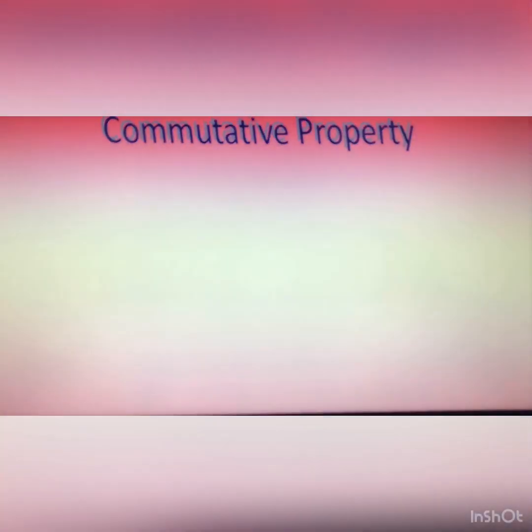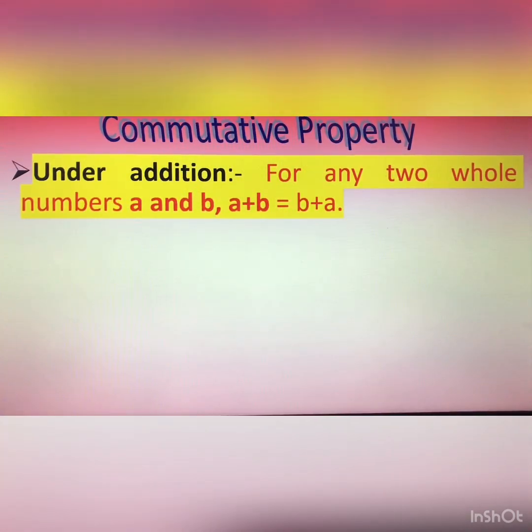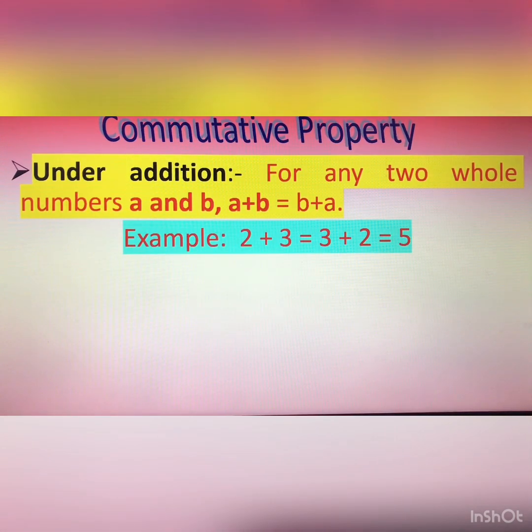Now the next property is the commutative property. So the commutative property also has four parts. First one is commutative property under addition. For any two whole numbers A and B, A plus B equals B plus A. Means if we change the order in the addition, then the result will not change. Therefore, let us understand it with an example. Let two whole numbers be 2 and 3, then the sum of 2 and 3 is 5, and 3 and 2 is also 5. Therefore, commutative property under addition will hold.